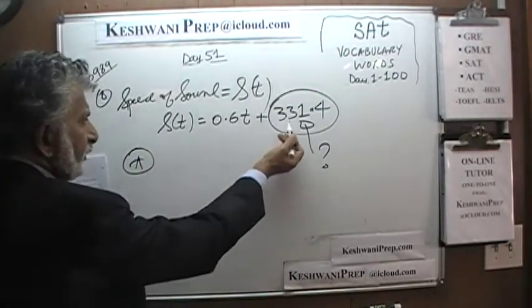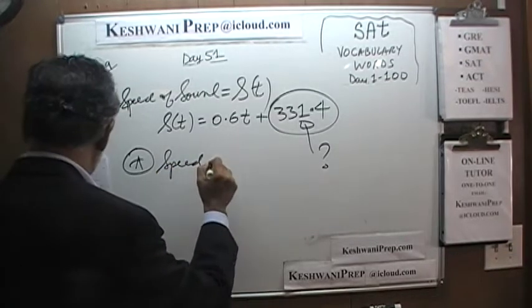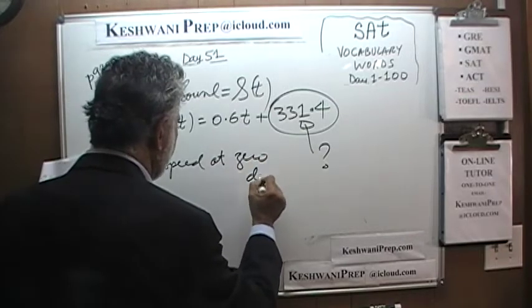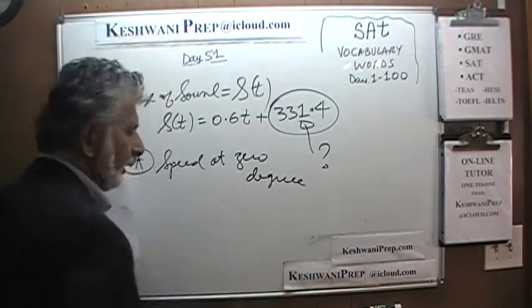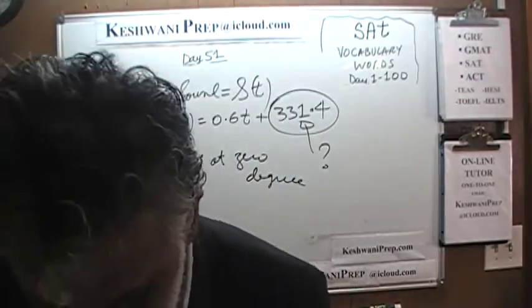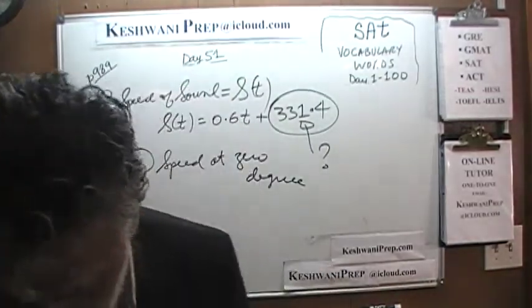The interpretation of 331.4 is that it is the speed of sound at 0 degree centigrade. That was number 8. Let's move on to number 9.